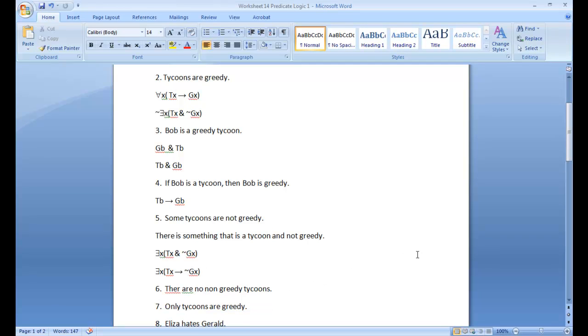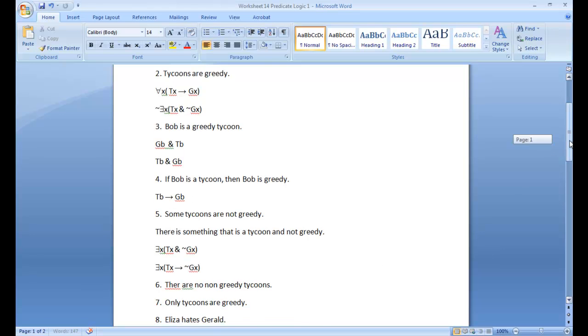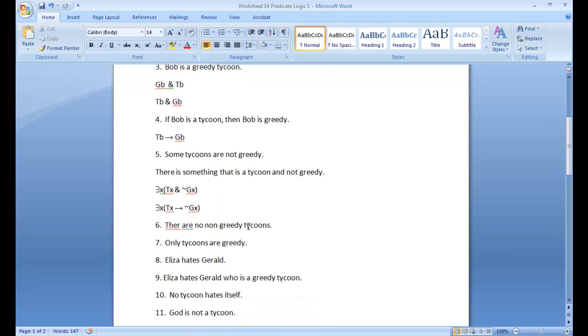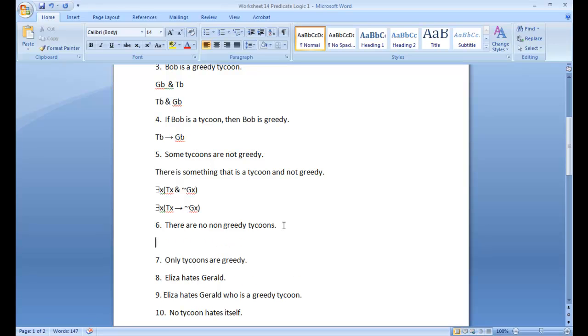Okay, there are no non-greedy tycoons. So, misspelling there. There are no non-greedy tycoons. What does that say? Well, what you might say, and you would correctly say, is that there are no non-greedy tycoons is just another way of saying that all tycoons are greedy.